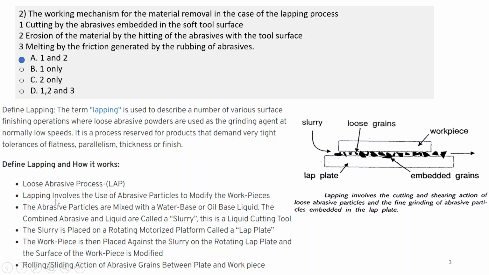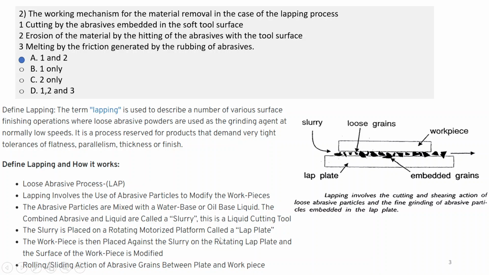Lapping involves the use of abrasive particles to modify the workpiece. The abrasive particles are mixed with a water-based or oil-based liquid. The combined abrasive and liquid are called a slurry, and this is a liquid cutting tool. The slurry is placed on a rotating motorized platform called a lap plate. Okay, it's given here. So above this you have slurry of abrasive particles.